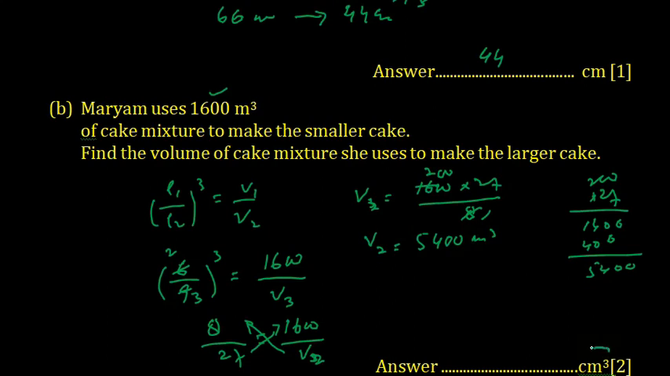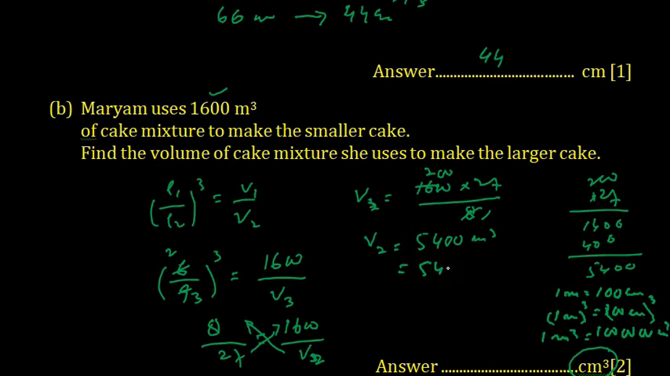Now we have to reply in centimeter cube. So we see that 1 meter is equal to 100 centimeters and 1 meter cube must be 100 centimeters cubed. So 1 meter cube is equal to 1,000,000 centimeter cube. So we must multiply 5400 by 1,000,000.